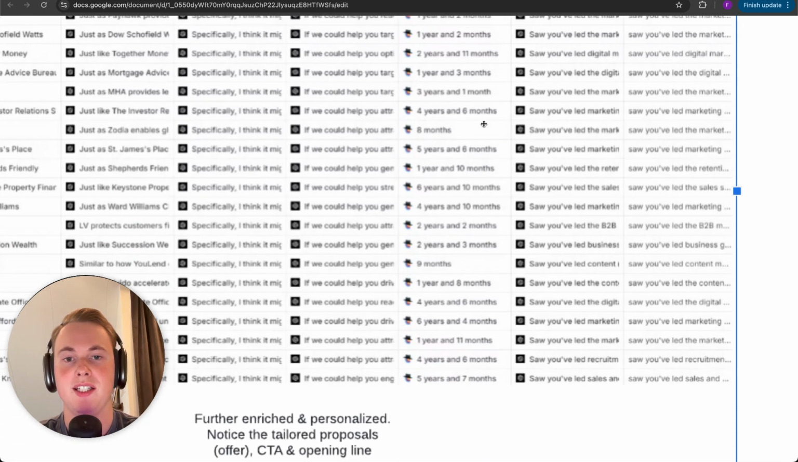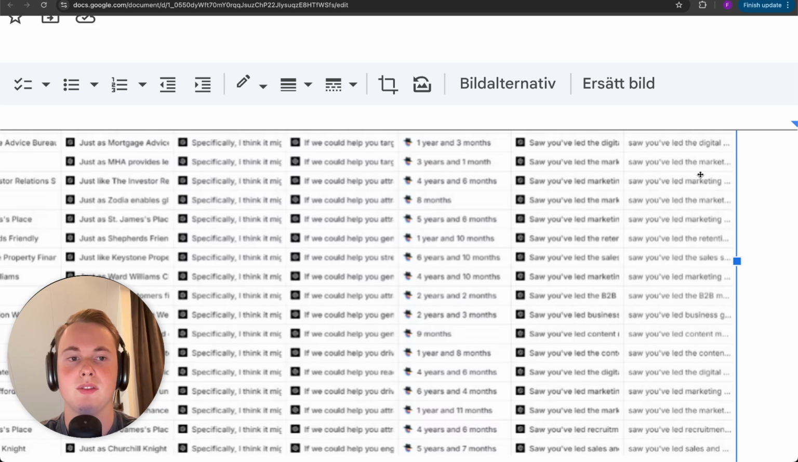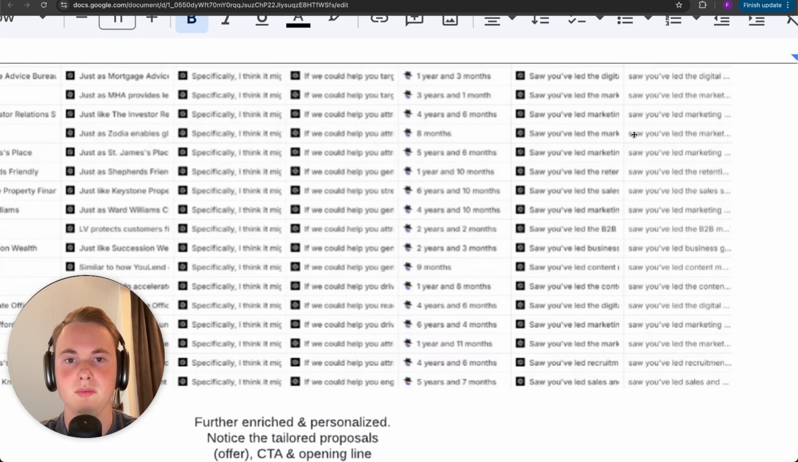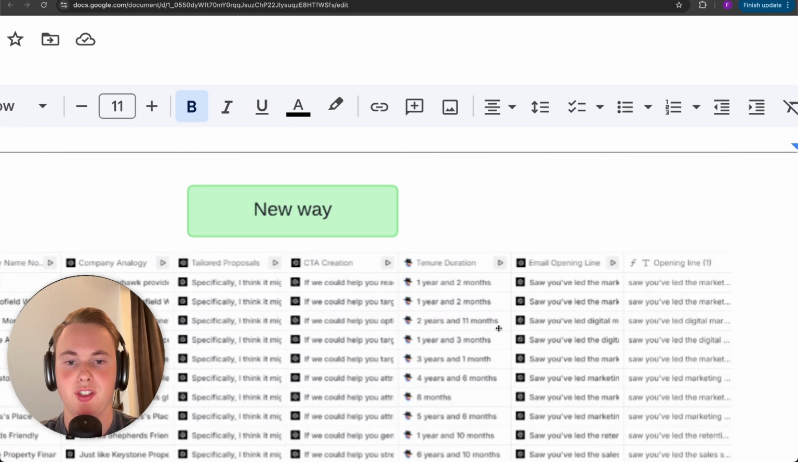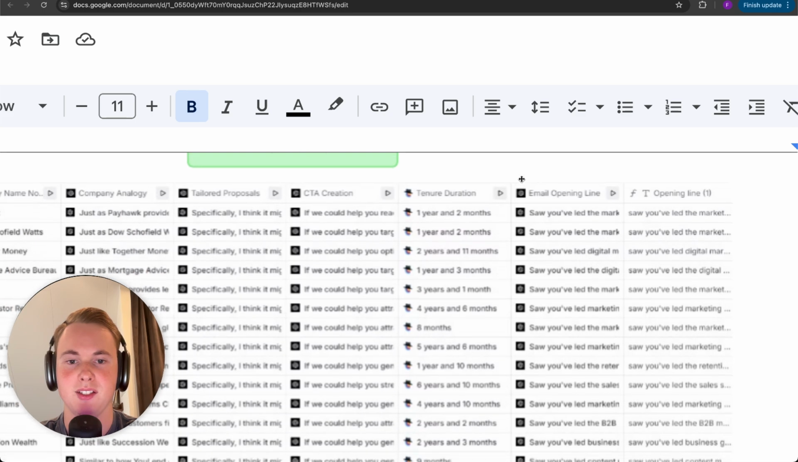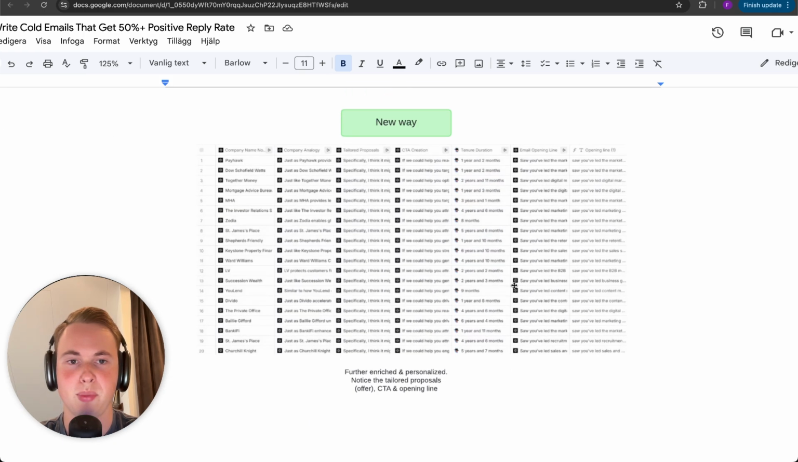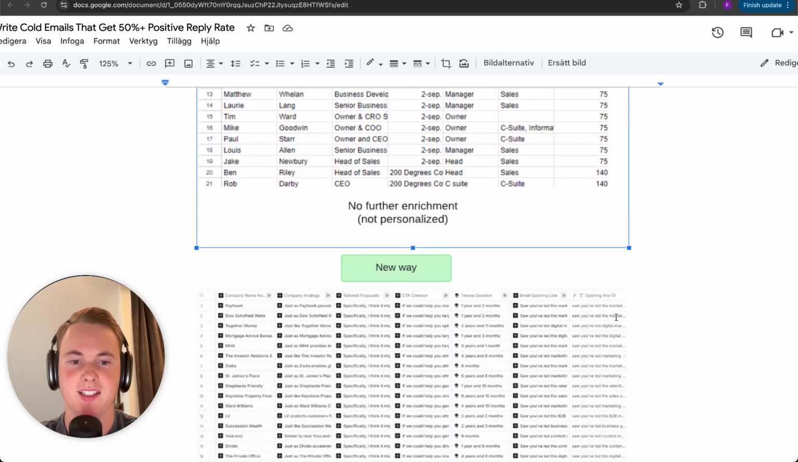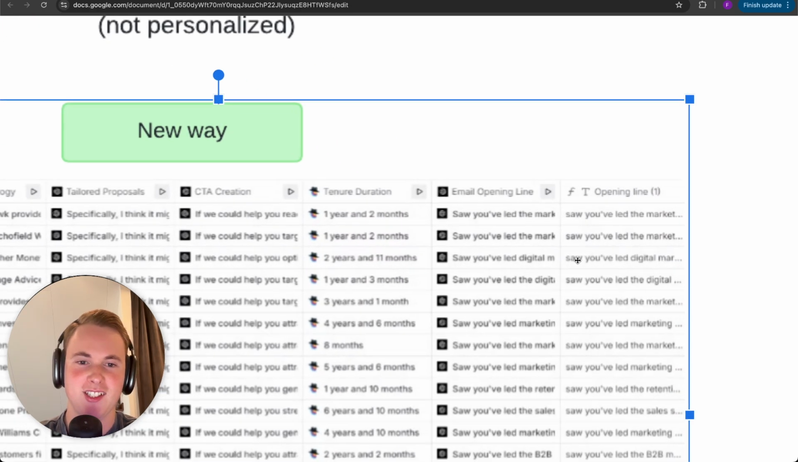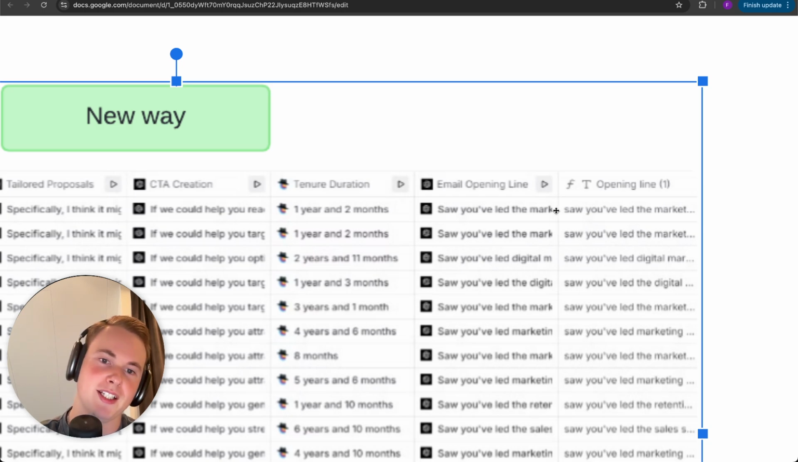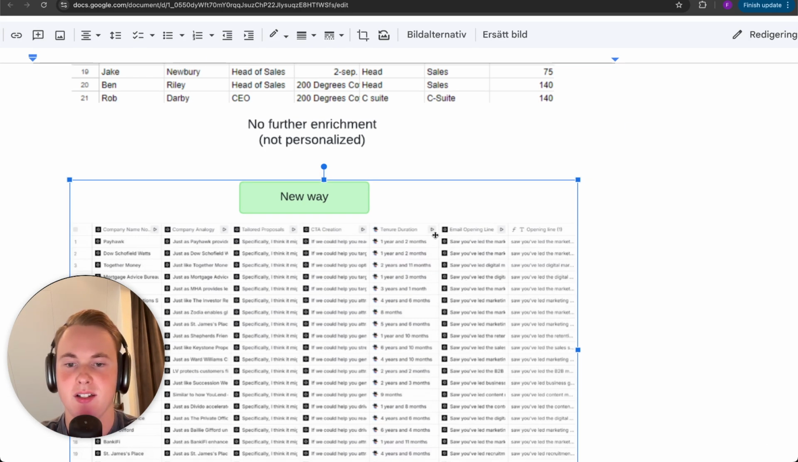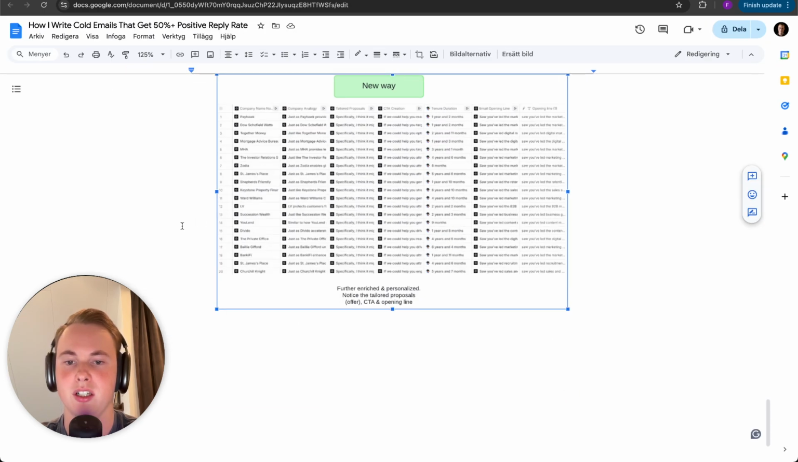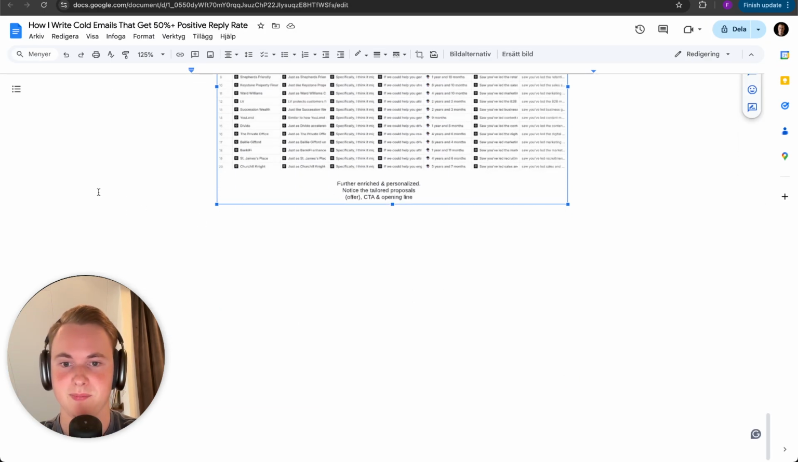And we've also used Clay Agent, another scraper on Clay, to get how long they've been in their role, which we can then use to create an opening line. Like, you've led the marketing at the company for a year and 2 months. We've done this thousands of times, fully automated. We just do the prompting, and then Clay and AI handle the rest.